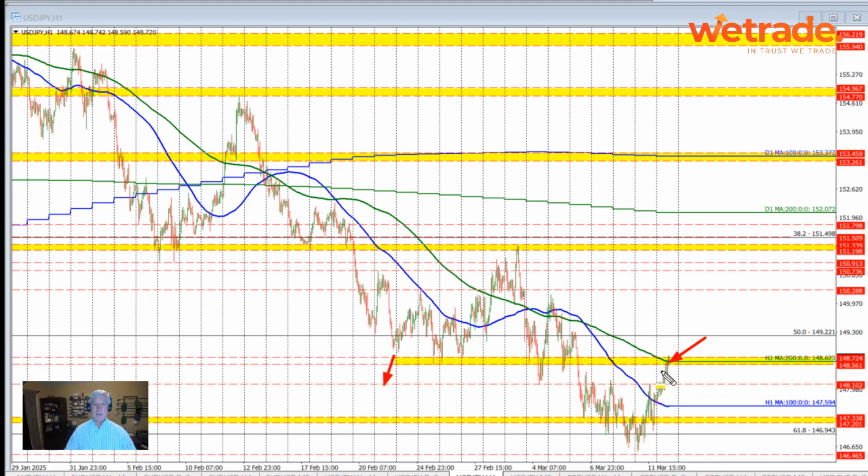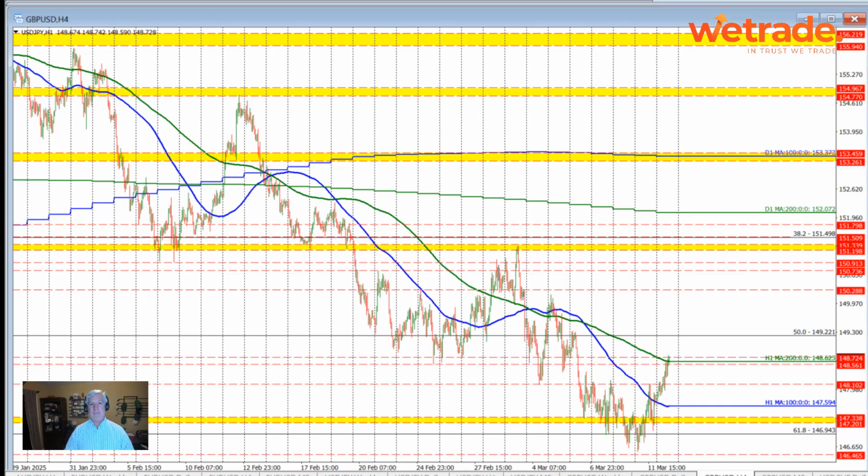So as we enter the day, this area right here is going to be the key barometer for your trading here today. If we are able to stay above that 200-hour moving average, that would be more bullish. If we move below it, it would be more bearish. We look toward the 100-hour moving average on the top side. Again, we look toward the 50% retracement level at 149.22 as the next key target on the top side.